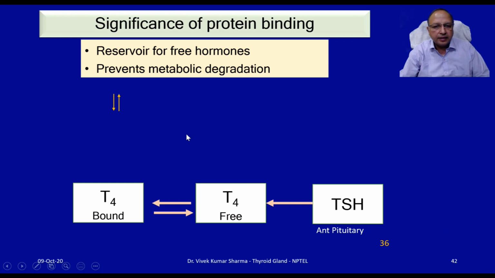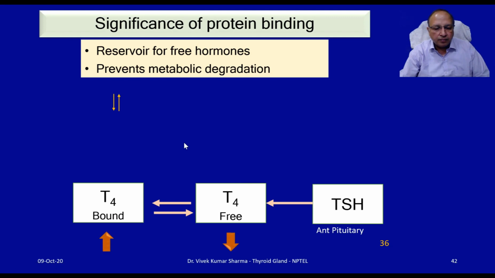So what is the significance of protein binding? The significance of protein binding is that it acts as a reservoir for the free hormones. Whenever there is utilization of the free hormones, the bound form can be made free and then it can be utilized. It also prevents the metabolic degradation, the sudden degradation, of the free hormones.